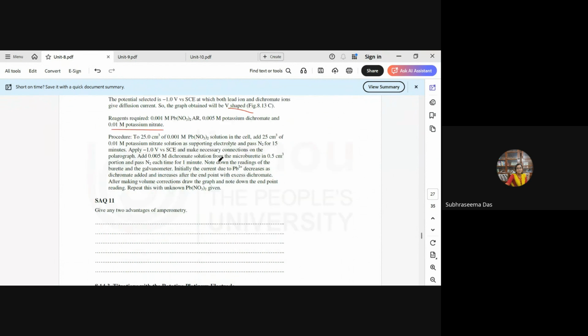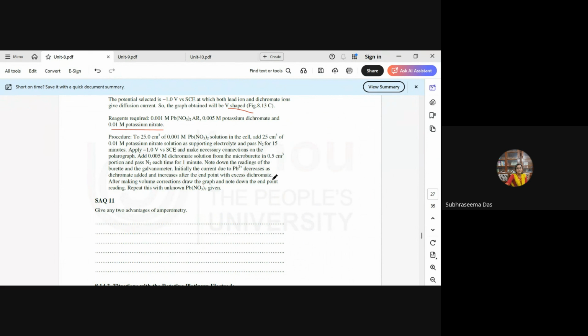So the procedure is, we will take 25 ml of the lead nitrate solution and add 25 ml of the potassium nitrate solution as the supporting electrolyte and pass nitrogen for 50 minutes. We'll apply the -1 volt and make all the necessary connections. Then we will add the dichromate solution and pass N2. So after this, we will note down the readings.